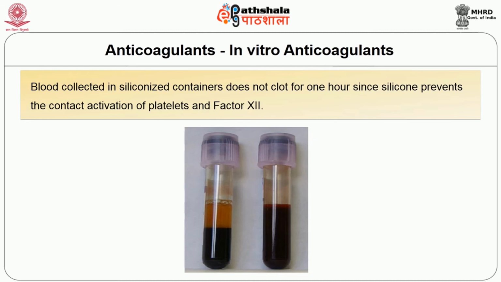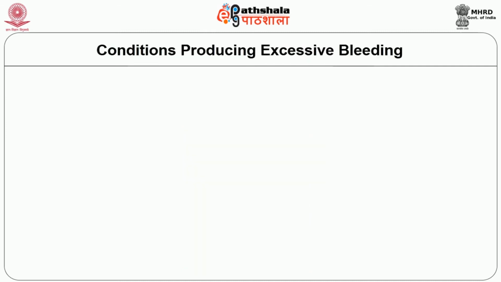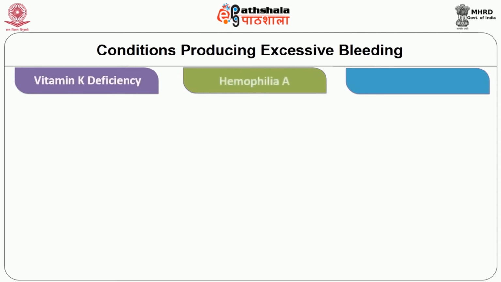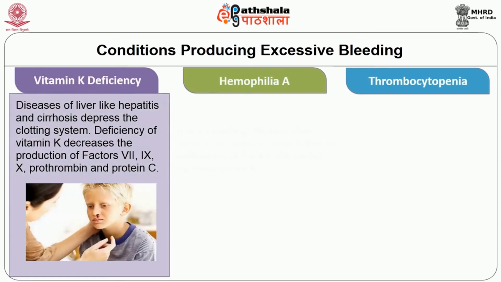Heparin can also be used as an in vitro anticoagulant, details of which we have already dealt with. So, that is about the anticoagulants. Now, we will see a few conditions that produce excessive bleeding in the body.